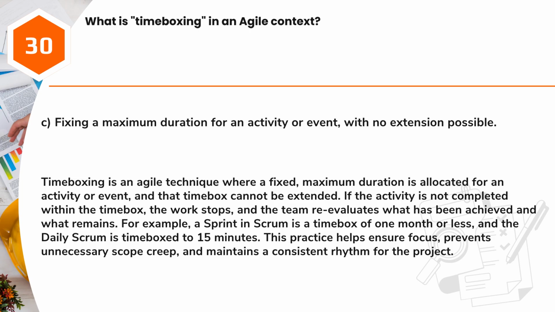Answer: C. Fixing a maximum duration for an activity or event, with no extension possible. Timeboxing is an Agile technique where a fixed, maximum duration is allocated for an activity or event, and that timebox cannot be extended. If the activity is not completed within the timebox, the work stops, and the team re-evaluates what has been achieved and what remains. For example, a sprint in Scrum is a timebox of 1 month or less, and the daily Scrum is timeboxed to 15 minutes. This practice helps ensure focus, prevents unnecessary scope creep, and maintains a consistent rhythm for the project.